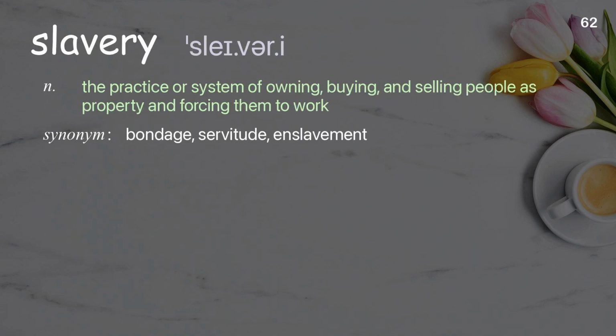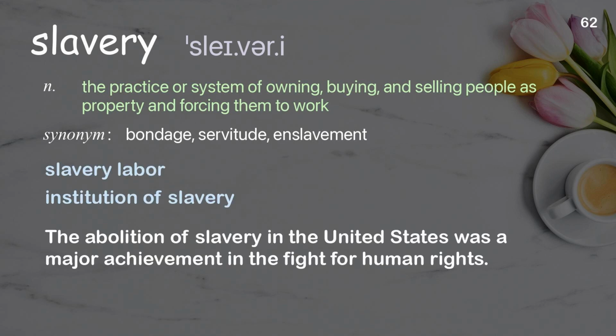Slavery. The practice or system of owning, buying, and selling people as property and forcing them to work. Examples: slavery labor, institution of slavery. The abolition of slavery in the United States was a major achievement in the fight for human rights.